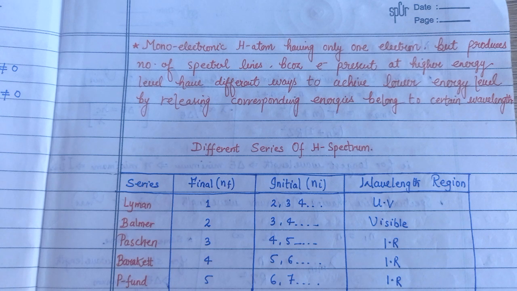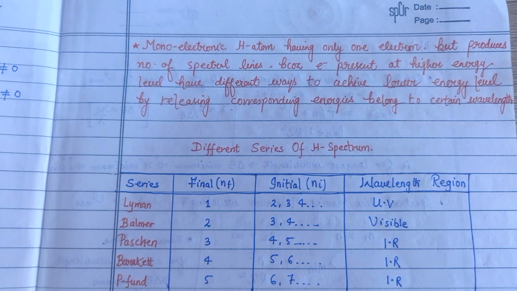The answer is that the electron present in a higher orbit or higher energy level, orbit number 1, orbit number 2, orbit number 3, has different possibilities, different ways to reach the lower energy level, by releasing corresponding energies belonging to a certain wavelength.